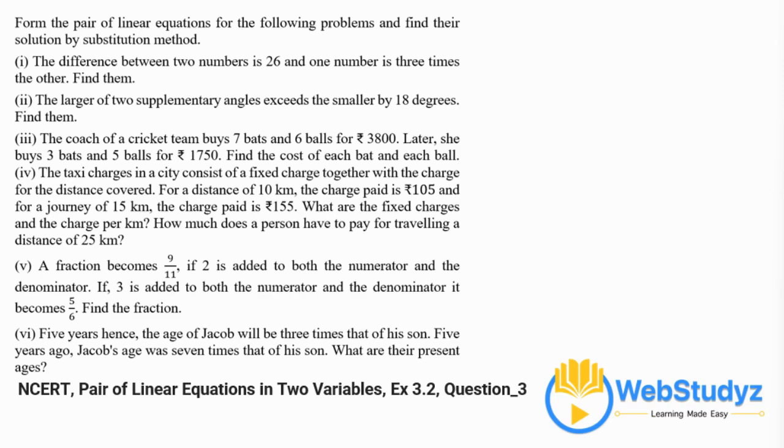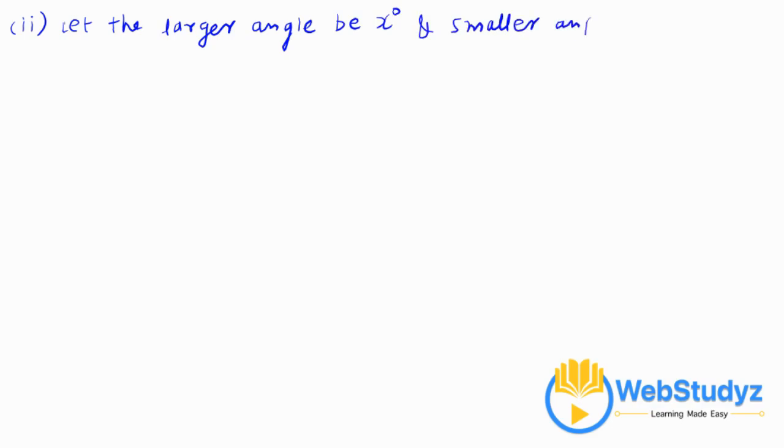Now move on to the second question, that is the larger of two supplementary angles exceeds the smaller by 18 degrees. Find them. So let's start the solution. Let the larger angle be x degree and smaller angle be y degree.